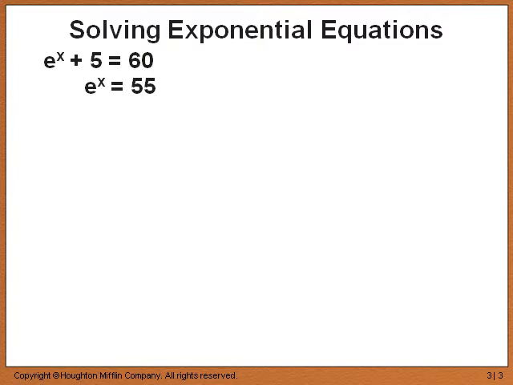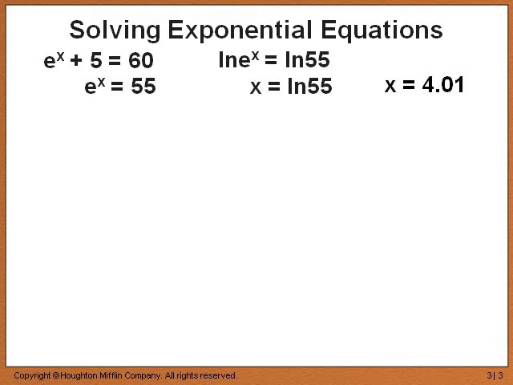So you should have done this as your first step: e to the x equals 55. We simply subtract 5 from both sides. And now we want to get x by itself, so we take the ln of both sides, the natural log. ln e to the x equals ln 55. Therefore, x equals ln 55. And now you can just evaluate ln 55 on your calculator to get x equals 4.01.